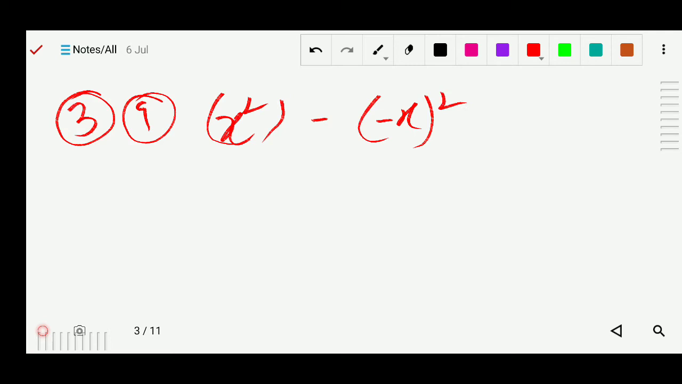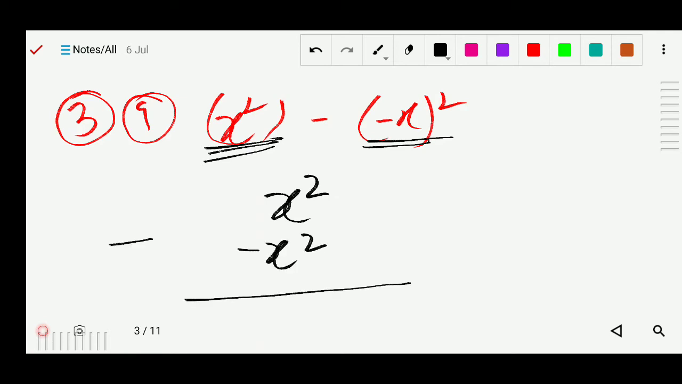Okay, so first of all we arrange it. So it means this minus x square is there, we have to subtract from x square, so we write x square. Here this becomes your minuend part. Okay, now this is your subtrahend, so we write here minus x square. Okay, and now we have to subtract these two.